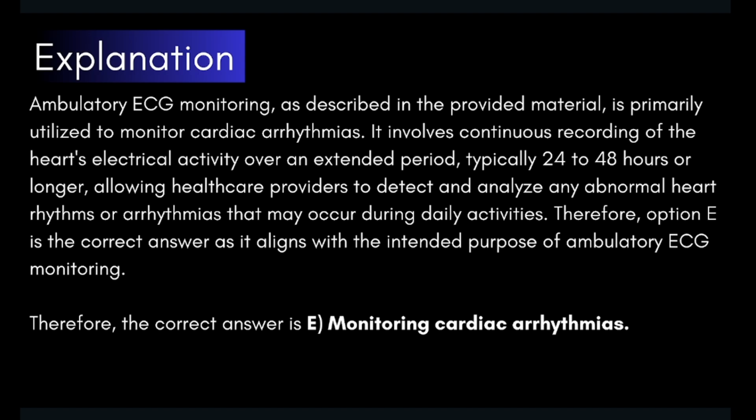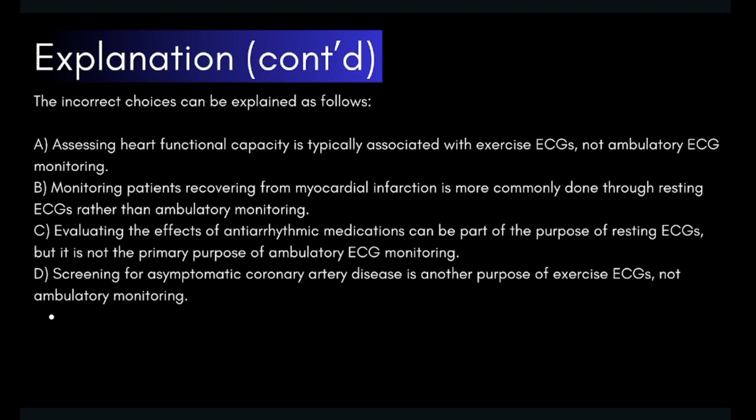Let's go ahead and take a look at why the other answer choices are incorrect. Assessing heart functional capacity is typically associated with exercise ECGs, not ambulatory ECG monitoring. Monitoring patients recovering from myocardial infarction is more commonly done through resting ECGs rather than ambulatory monitoring. Evaluating the effects of antiarrhythmic medications can be part of the purpose of resting ECGs, but it is not the primary purpose of ambulatory ECG monitoring. Screening for asymptomatic coronary artery disease is another purpose of exercise ECGs, not ambulatory monitoring.